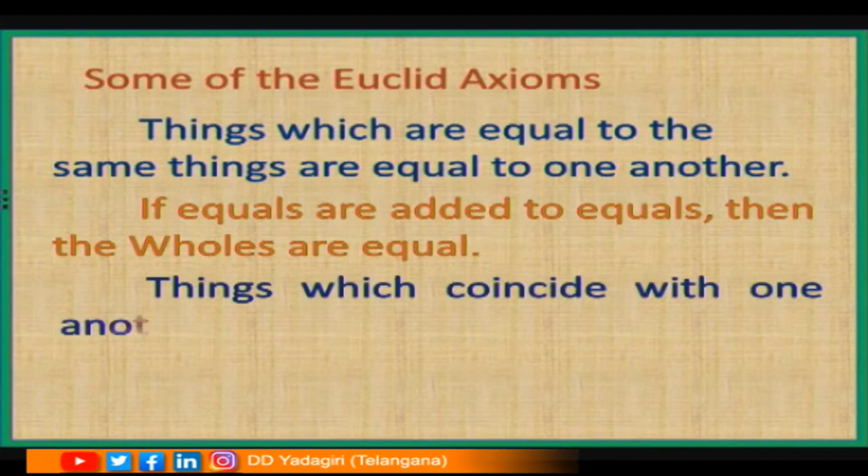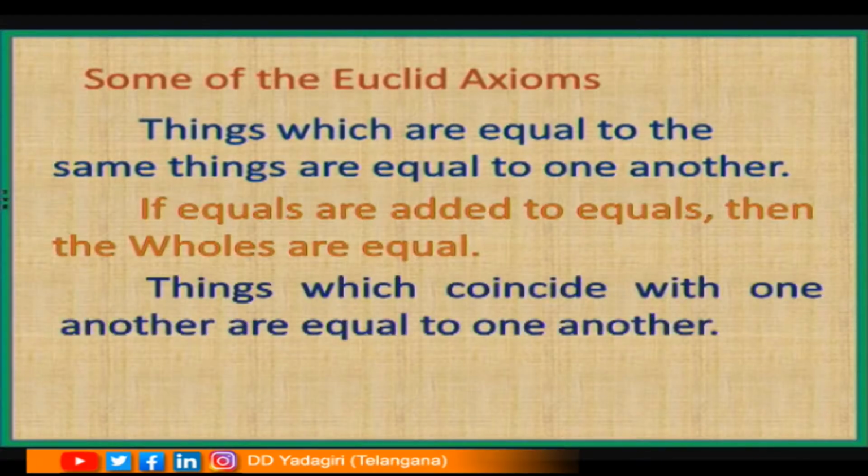Things which coincide with one another are equal to one another. Suppose you take 2 bangles of the same size and you put one over the other, you will observe that both are coinciding with each other. That means you can say that things which are coinciding with each other are said to be equal. So once again I read this: things which coincide with one another are equal to one another, right.